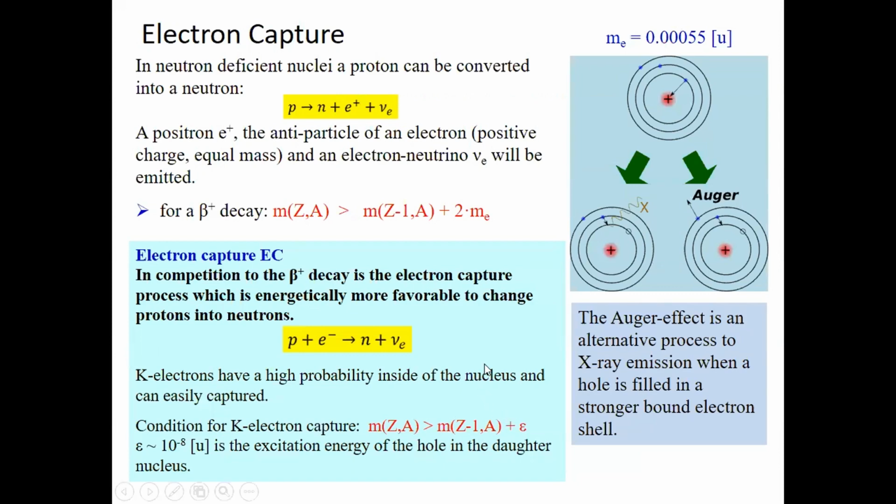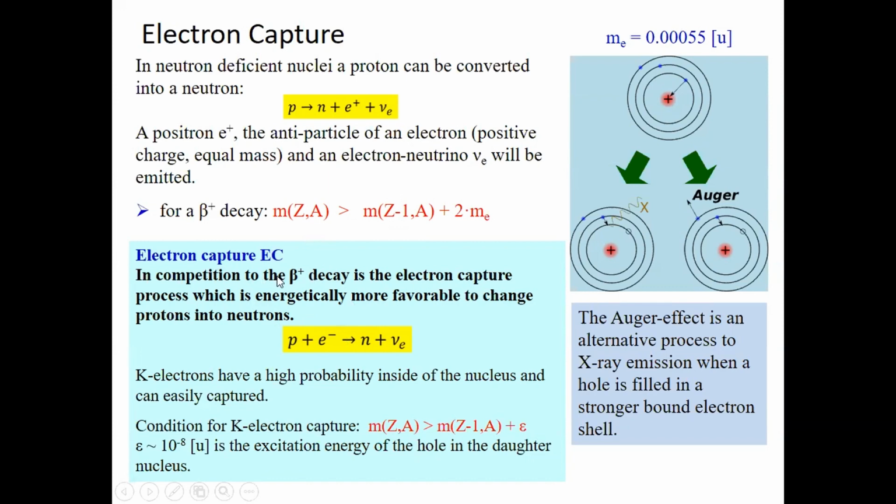Let's very briefly talk about electron capture. In neutron-deficient nuclei, a proton can get converted into a neutron. So a positron, the antiparticle of the electron, is emitted along with a neutrino, and for a beta plus decay this kind of reaction will happen. We know very well that it will be possible if the mass of the parent is large compared to the mass of the daughter.